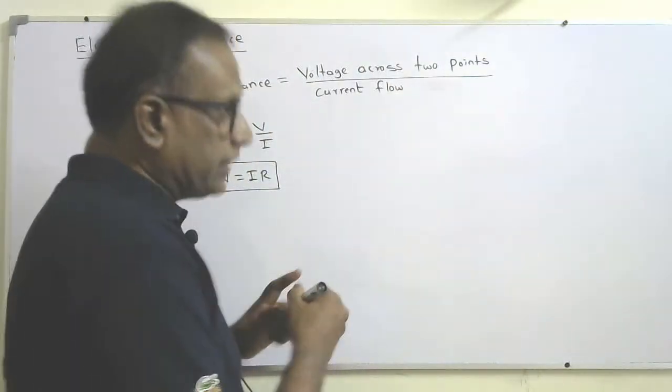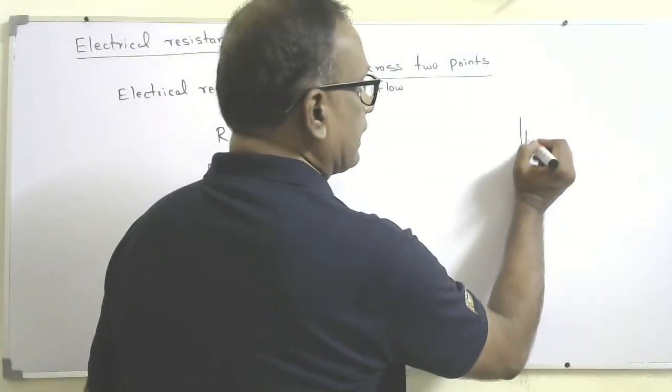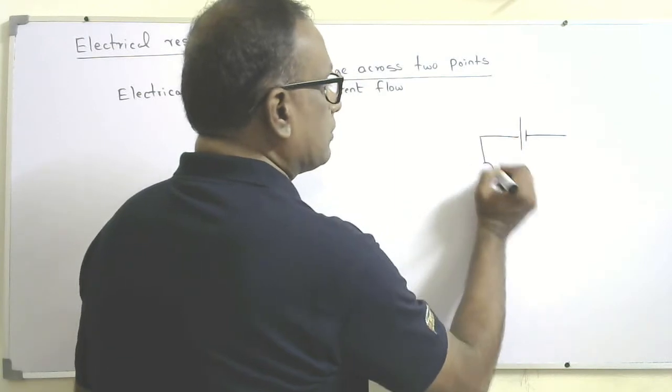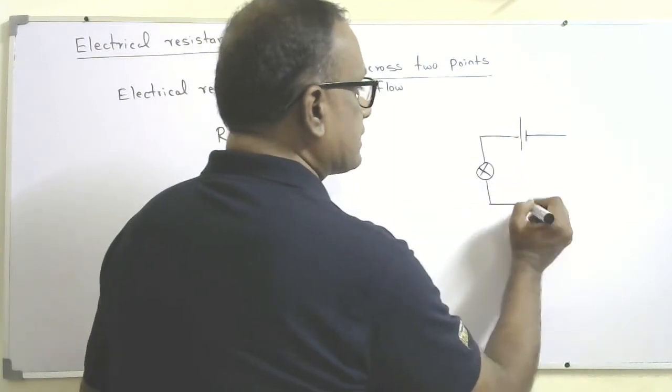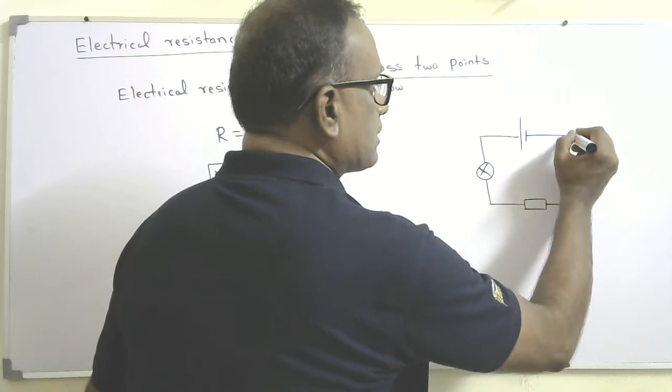Say for example, again I'll consider a simple circuit. Say this is the bulb and there is a resistor and there is a motor.